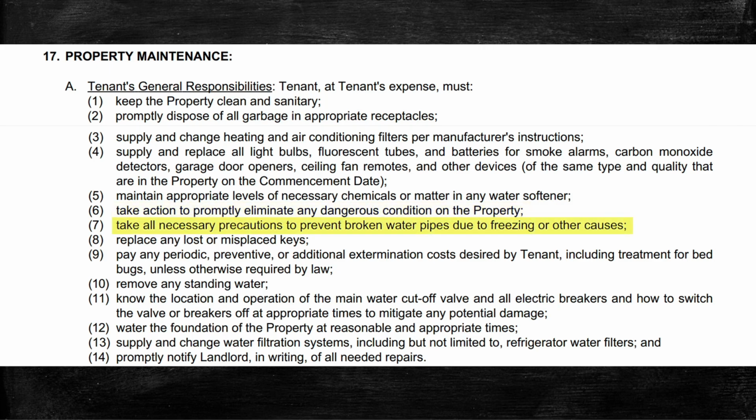Number 7, take all necessary precautions to prevent broken water pipes due to freezing or other causes. When the temperatures drop below freezing, the tenants are obligated to do things like drip the water faucets, open up the cabinet doors so that warm air can circulate in and around the pipes, things like that. They have to take action. All necessary precautions is what it says to prevent broken water pipes due to freezing or other causes.